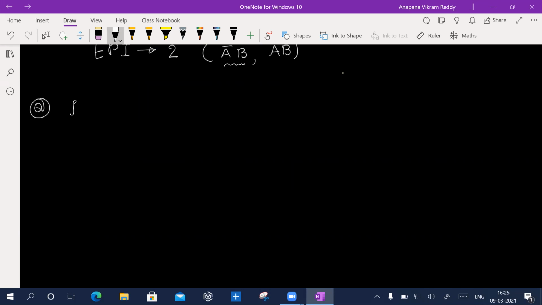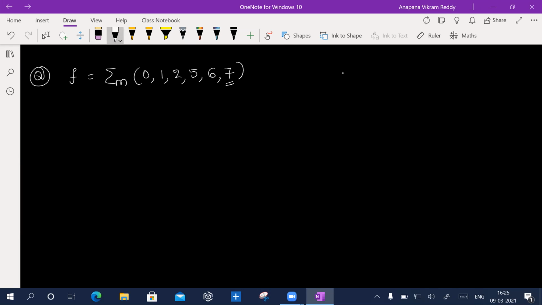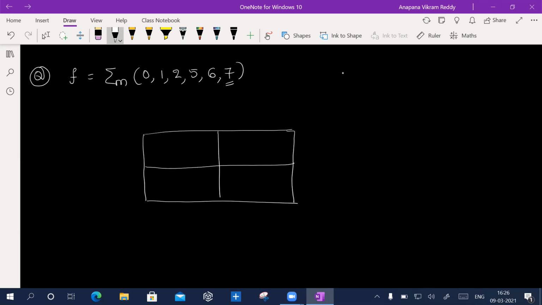For example, I have some f is equal to, say, sum of minterms 0, 1, 2, 5, 6, and 7. So the maximum digit is 7. So how many variables do we have here? 3 variables. So you have 2 to the power of 3, that is 8 cells. So you have an 8 cell K map or 3 variable K map. So I'll take here A, B, C.